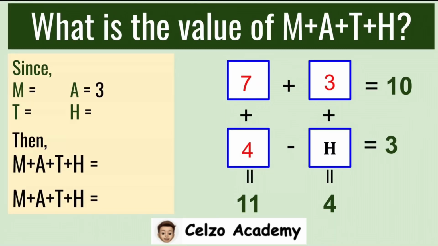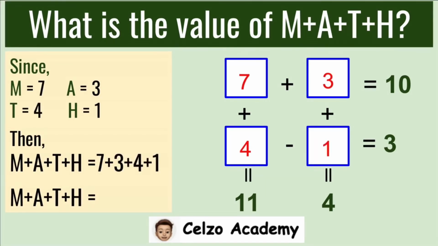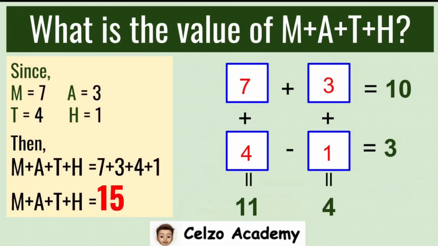Now look at the bottom horizontal equation. 4 minus h is equal to 3. What's the value of h? 1, right? Because 4 minus 1 is equal to 3. So this means that the value of m plus a plus t plus h is the sum of these four numbers 7, 3, 4, and 1. So the answer is 15.